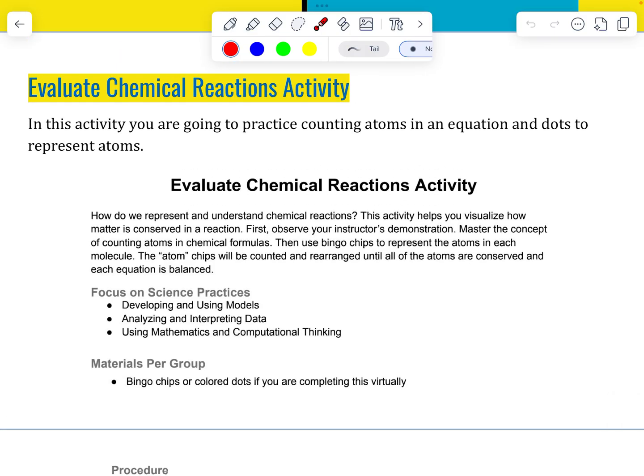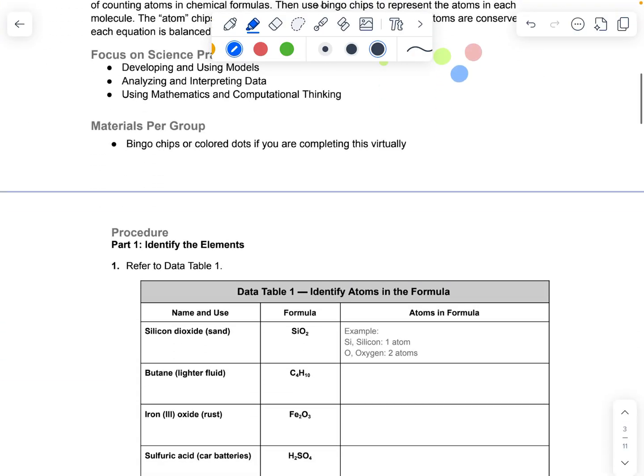So in this activity, this unit is on chemical reactions. You are going to practice counting atoms in an equation and using dots to represent atoms. And so here's this intro for you. This talks about using bingo chips because we aren't in person. We don't have those bingo chips. You're going to be able to use colored dots. And I would almost recommend setting up your highlighters so that you can use those colored dots to represent different atoms as your bingo chips.